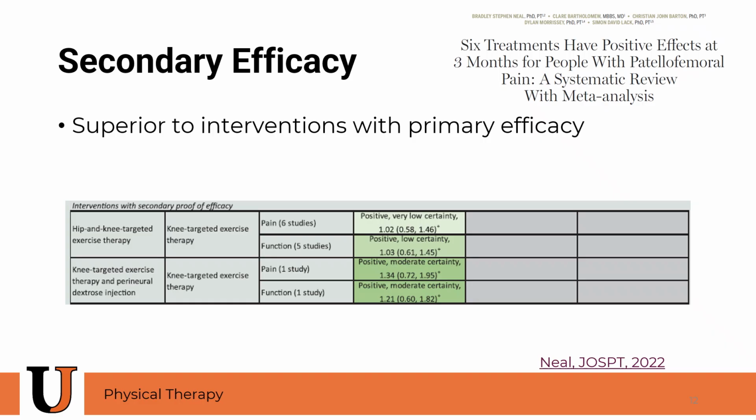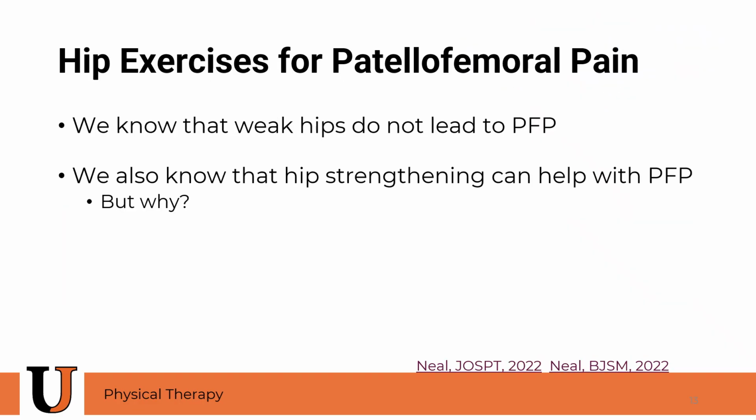So for us in the clinic, we should probably be prioritizing hip and knee targeted exercise therapy to help reduce patient symptoms with PFP. Obviously, we're not going to be giving them any injections, but if we're not seeing the progress that we're hoping for, we may consider referring the patient for an injection in addition to continuing with the exercise. So we know that hip exercises can be helpful for patellofemoral pain. We just saw that its secondary efficacy: combined hip and knee interventions is superior to knee interventions alone.